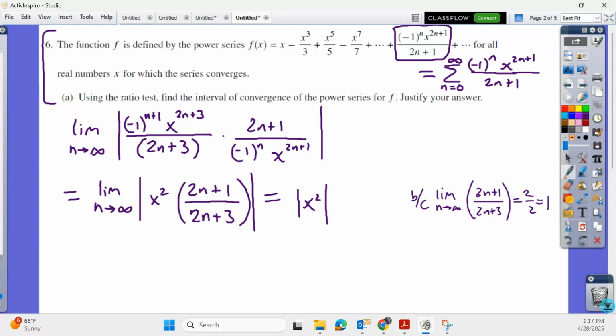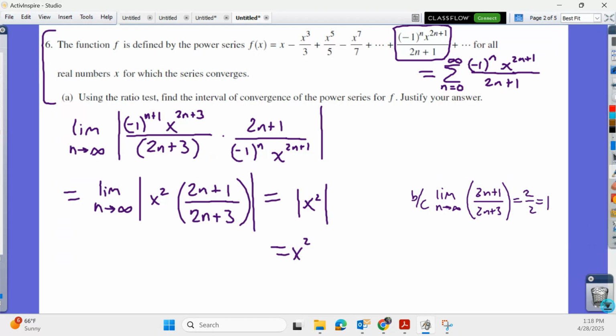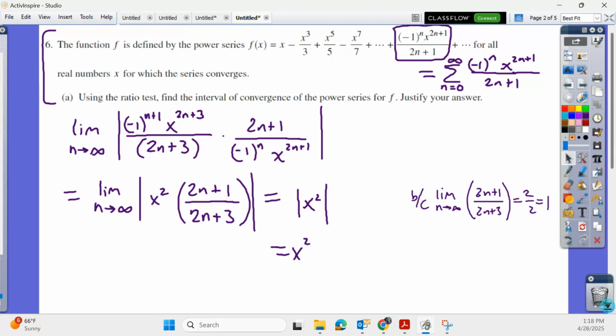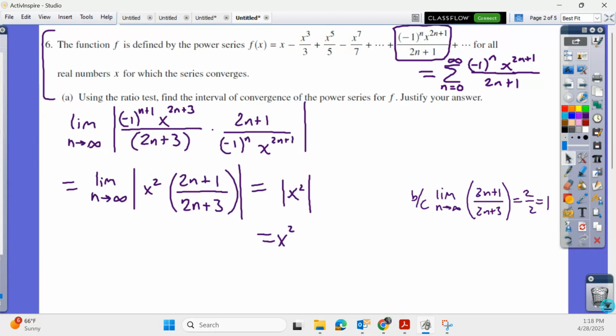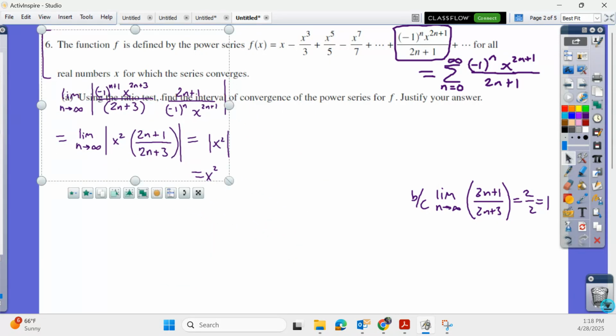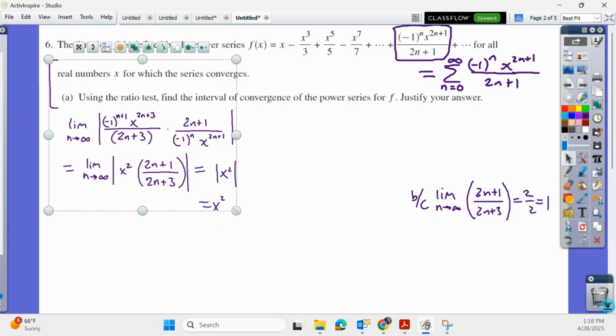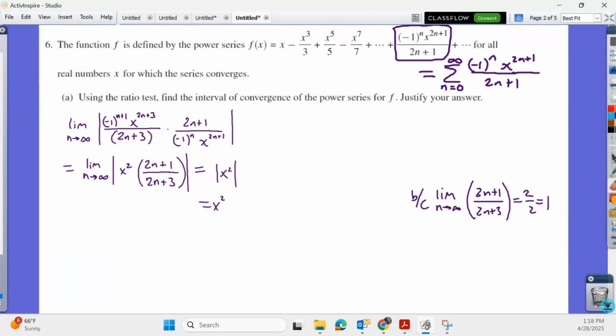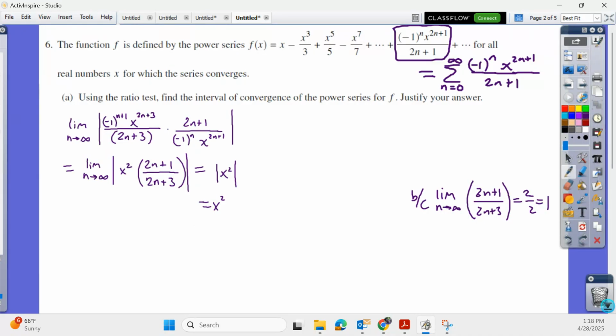So absolute value of x squared. You might also be thinking, I don't really need the absolute value. That's true, because that x is to an even power, you don't need the absolute value. That's absolutely right on. So I have that limit. When you do the ratio test, this was the setup, this is the limit. That's probably 2 points right now on the scoring rubric. Now I need to find that interval.